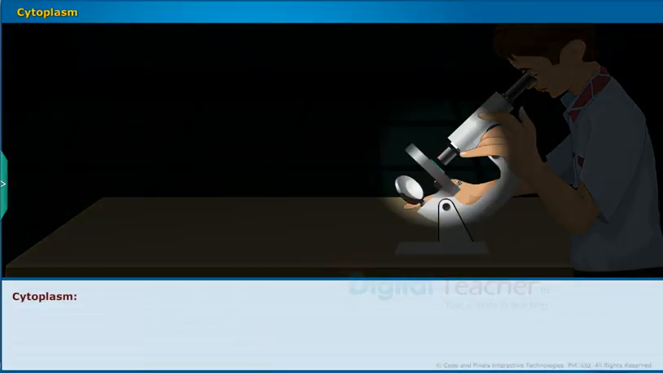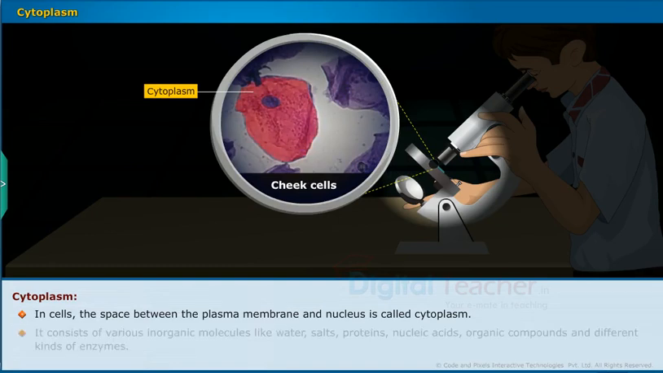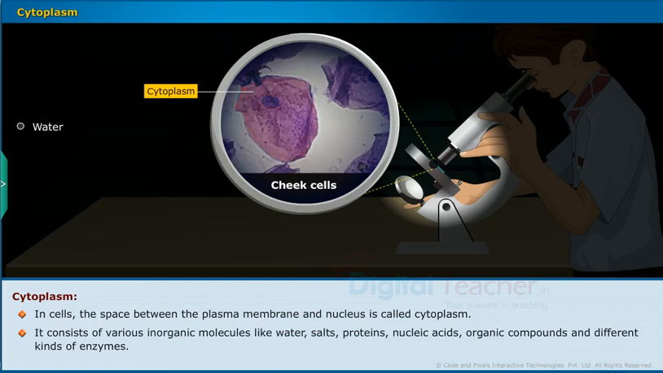Cytoplasm. In cells, the space between the plasma membrane and nucleus is called cytoplasm. It consists of various inorganic molecules like water, salts, proteins, nucleic acids, organic compounds, and different kinds of enzymes.